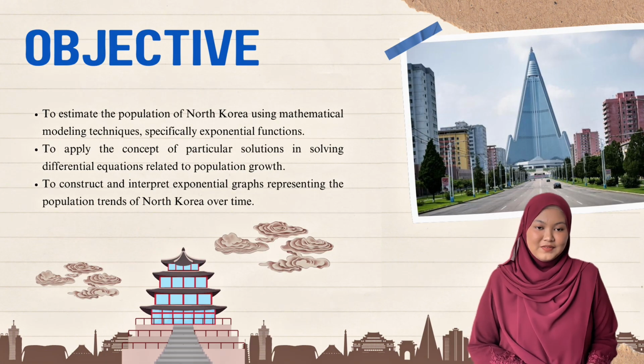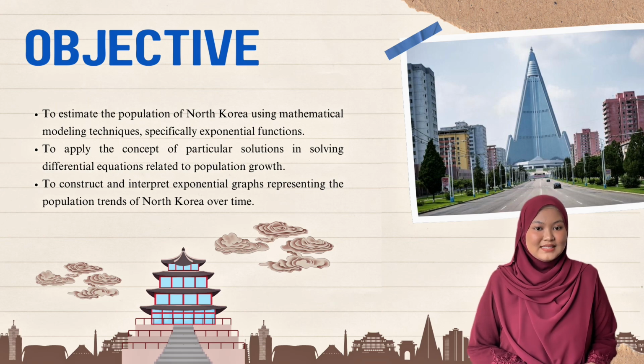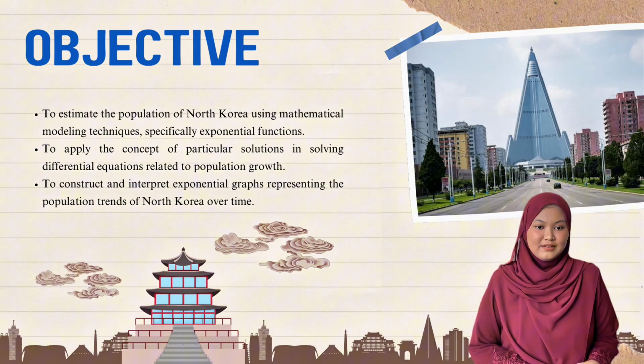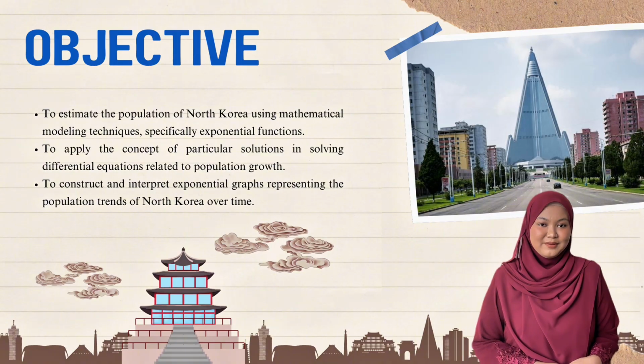The objective of this task is to estimate the population of North Korea using mathematical modeling techniques, specifically exponential functions. Second, to apply the concept of particular solutions in solving differential equations related to population growth. And lastly, to construct and interpret exponential graphs representing the population trends of North Korea over time.